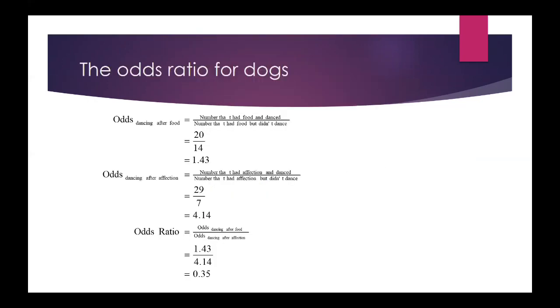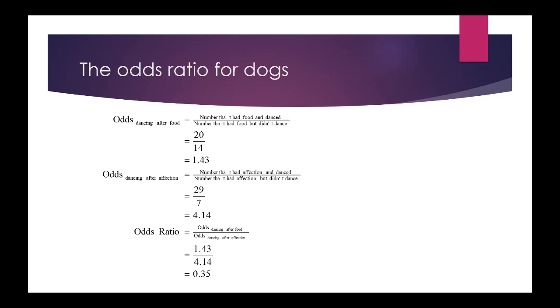So coming back to our odds ratio, we've already done it for cats in the data before, so it's the same thing, but for dogs. First, for the odds of dancing after food, we had 20/14, which gives us 1.43. Odds of dancing after affection, we have 29/7, which is 4.14. We then take the odds ratio of that, and we see that dogs only have a 0.35 odds ratio, meaning that they are only 0.35 times as likely to dance after food as opposed to affection.